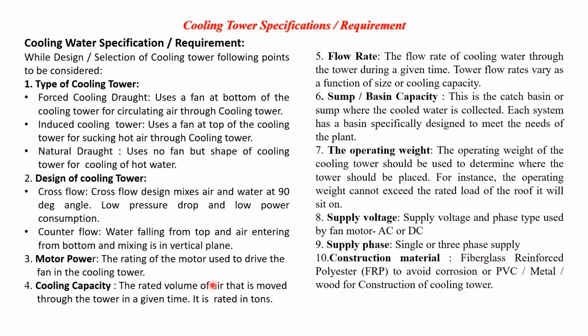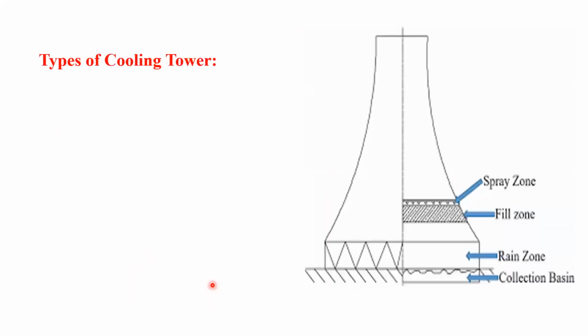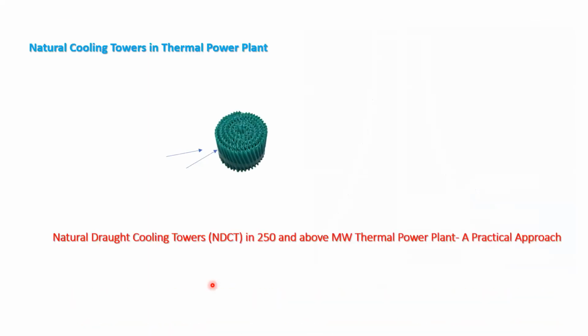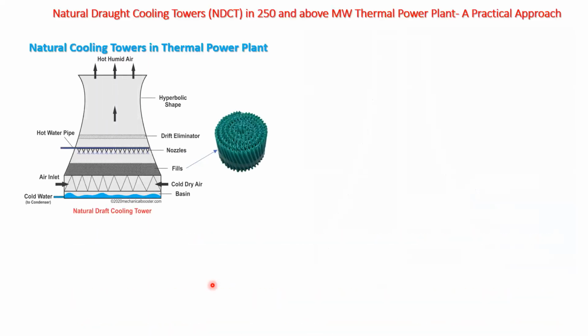Most of the things I'm telling with a practical approach, as I worked for 31 years in a thermal power plant. Now we'll see the general types of cooling tower: natural draft cooling tower, forced draft cooling tower, and induced draft cooling tower. The natural draft cooling tower is commonly used nowadays in 250 megawatt and above thermal power plants, or you can say in modern power plants. I have worked on this 250 megawatt and have also done the maintenance activities of this cooling tower. We generally call it NDCT, natural draft cooling tower.